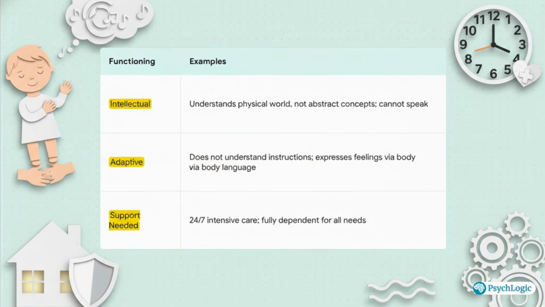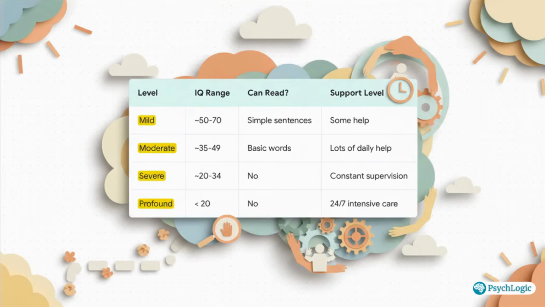She's nonverbal and expresses herself mostly through body language. She's completely dependent on her caregivers for all of her physical needs, for her health, and for her safety. The support she requires is intensive, 24/7 care to make sure she is safe and well. This table really lays it all out nicely, doesn't it? You can clearly see how that need for support just ramps up as you move across the levels.